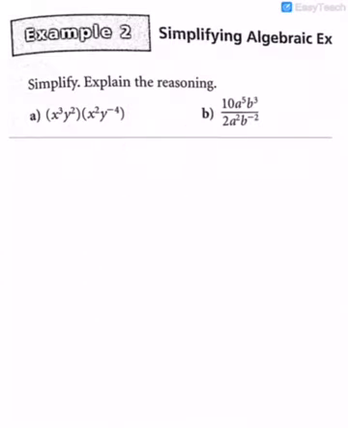Let's try example 2 then. Here we're going to simplify again. So again, just simplifying. Notice here there's different variables though. So we can only combine the variables that are the same. So x cubed and x squared, we can add those together to get x to the power of 5. And then y squared and y to the power of -4, we can add those together to get y to the power of -2. Remember, you can't have a negative exponent.